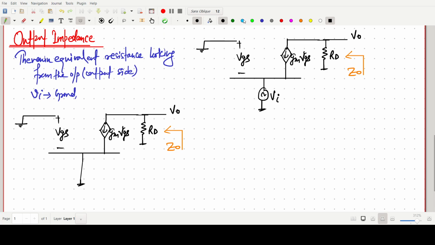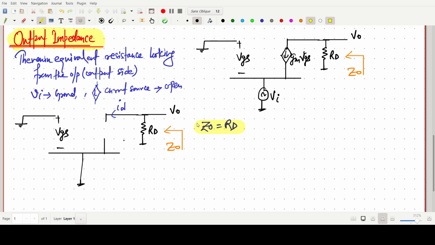Or we can say the dependent current source, that is our ID, is nothing but simply gm VGS. So this one is a current source, and this dependent current source will be open. So we have to remove this one. Simply what we observe is that the Z naught value in this case is simply our RD value. So this is the output impedance. Output impedance is very easy to find. Output impedance is over. Now we have to go for the voltage gain.